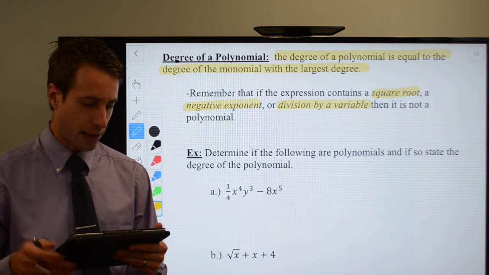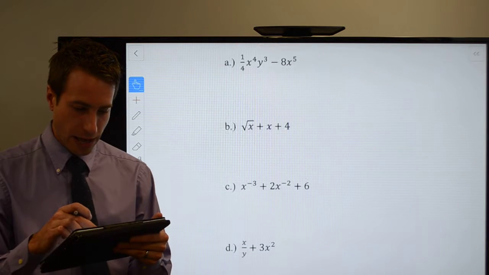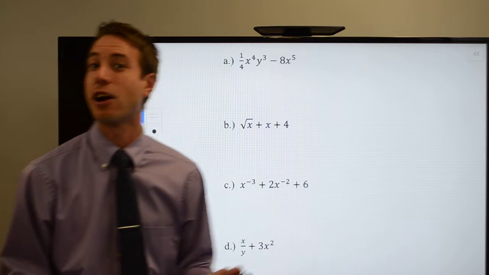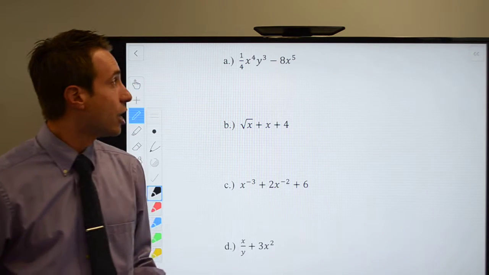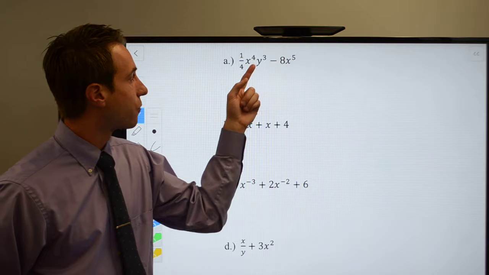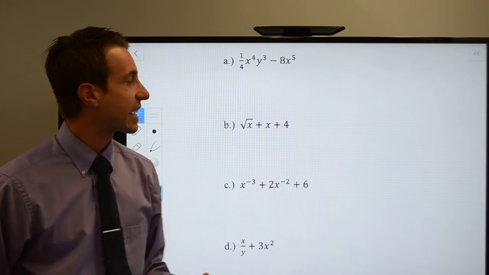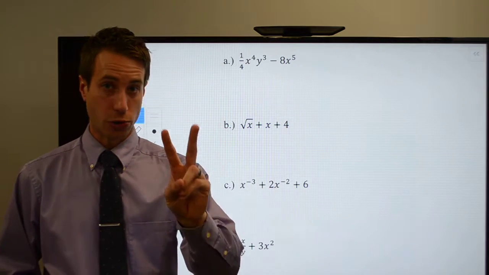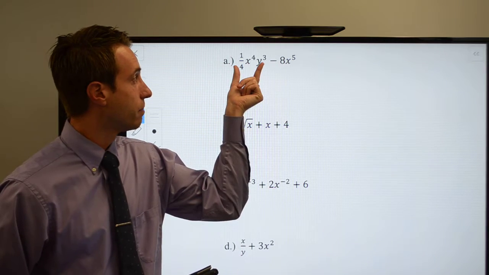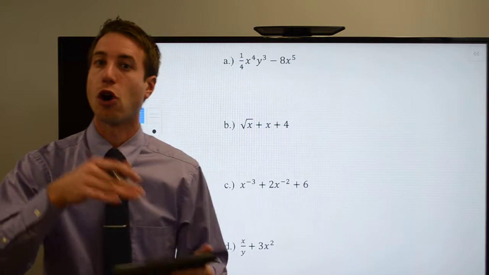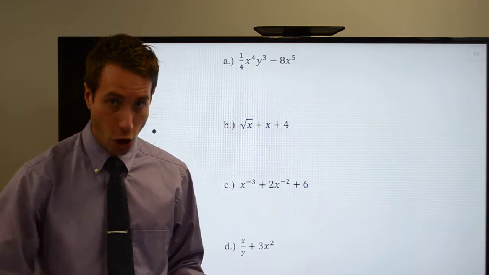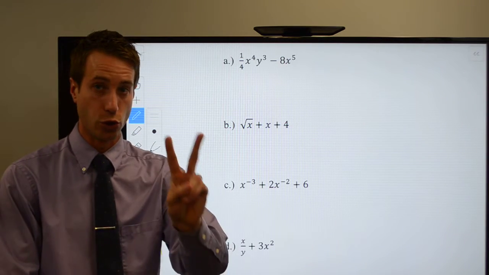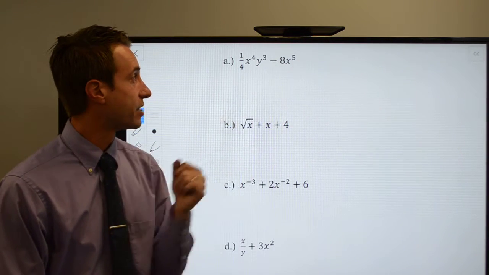So let's practice a couple right here. I've got a couple of expressions for you. I want you to figure out if they're a polynomial or not, and then if they are, figure out the degree. So here's what I have: 1/4 x to the 4th y cubed minus 8x to the 5th. First, if this is a polynomial, it has two terms. This is the first term, this is the second term. Remember, terms are always separated by addition or subtraction.